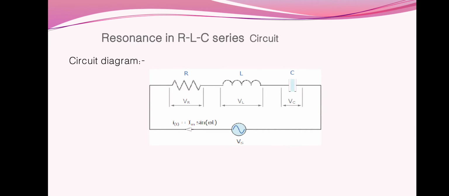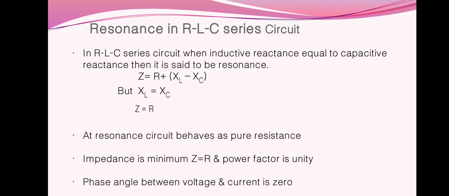Next we will see resonance in RLC series circuit. RLC, first R, second L, third C, all are connected in series and we are giving AC supply. So first we will see resonance in RLC series circuit. In RLC series circuit, when inductive reactance equal to capacitive reactance, then it is said to be resonance.